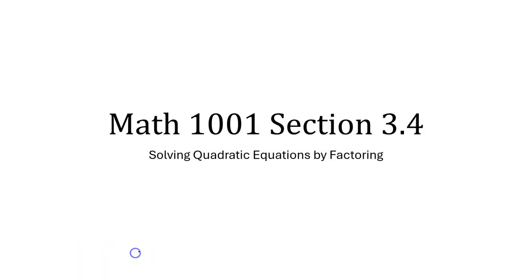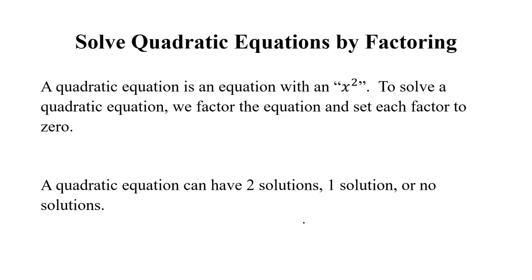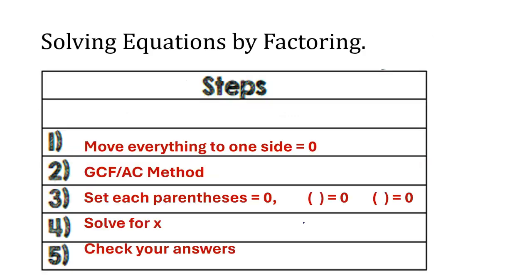The last section in this factoring unit is solving quadratic equations by factoring. So a quadratic equation is an equation with an x squared. To solve a quadratic equation, we factor the equation and set each factor to 0, the parentheses to 0, every x to 0. A quadratic equation can have two solutions, one solution, or even no solution. So let's look at those steps.